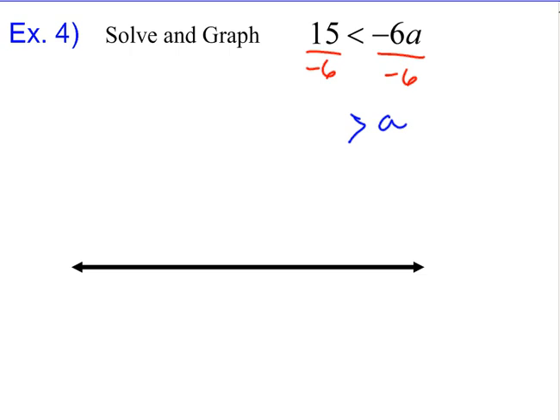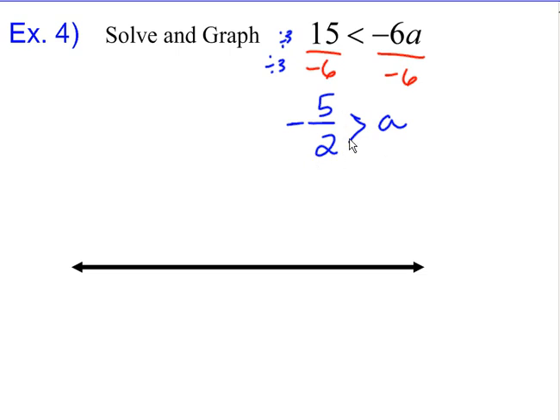The a is left alone. And 15 divided by -6, so it's positive divided by negative, so it's going to stay negative. So it went from a positive number to a negative number. And then we're going to simplify 15 and 6. What number goes into both 15 and 6? 3. So 15 divided by 3 is 5, and 6 divided by 3 is 2. Okay? And so we got -5/2.